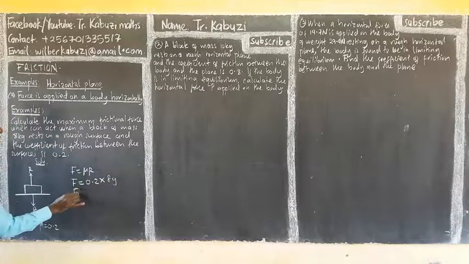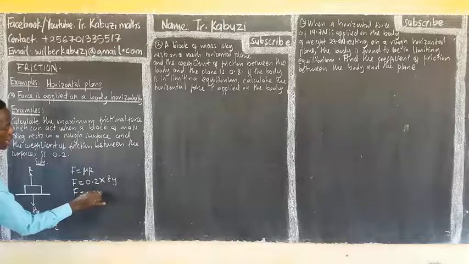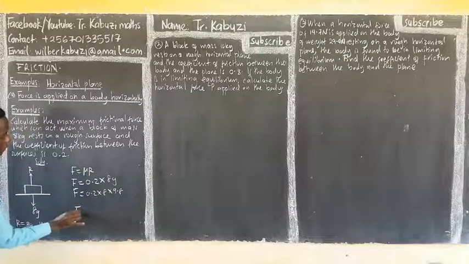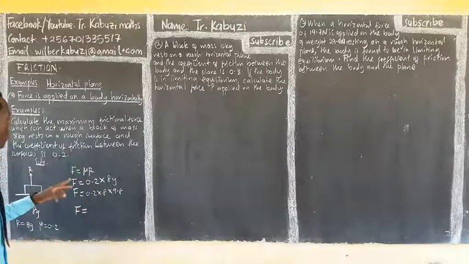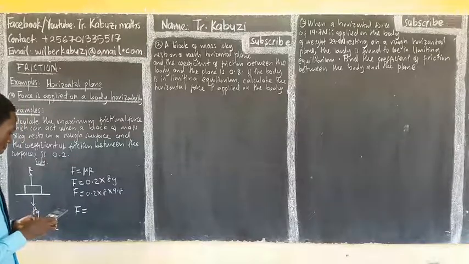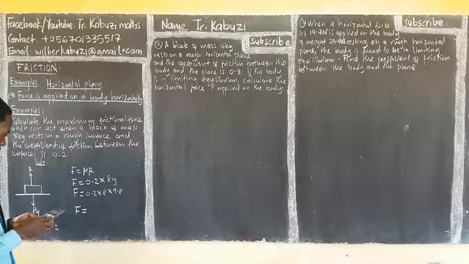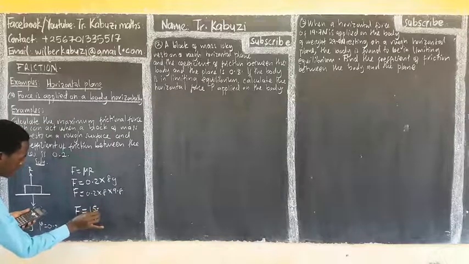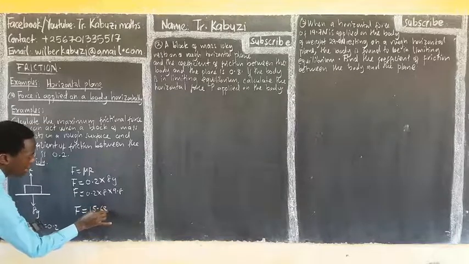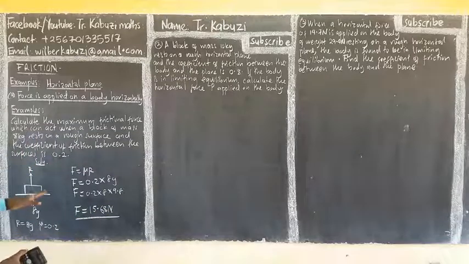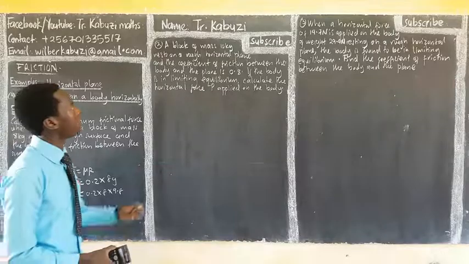So our F will be 0.2 times 8 times 9.8, and the maximum frictional force. At maximum, always the frictional force is going to be mu times R. That was one point there. So here I'm getting 15.68 newtons. This is the maximum frictional force that can occur on that body.